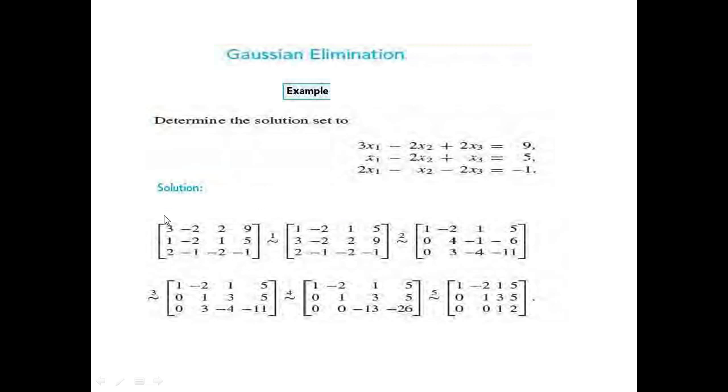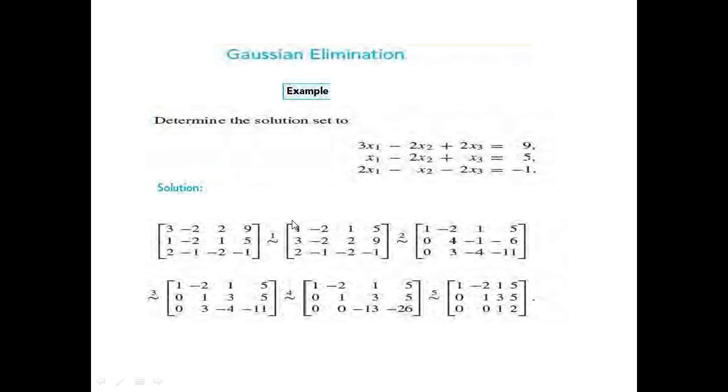In order to convert it into reduced echelon form, we first apply a permutation operation. It tells us to swap or exchange row number 1 with row number 2. So we write 1, minus 2, 1, 5 as the first row, and on row number 2 we write 3, minus 2, 2, 9. That is called a permutation operation.